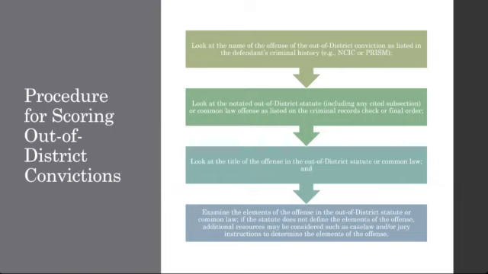You're then going to take all of that information and examine the elements of the offense of the out-of-district statute or common law. Now, no statute is perfect. Many will not define the elements of the offense. You'll have a robbery that says if robbery is committed, the penalty is, and it doesn't say what the actual elements of robbery are for that jurisdiction. So additional resources can be considered at the time, such as case law or jury instructions, to determine what the elements of the offense are for that jurisdiction.